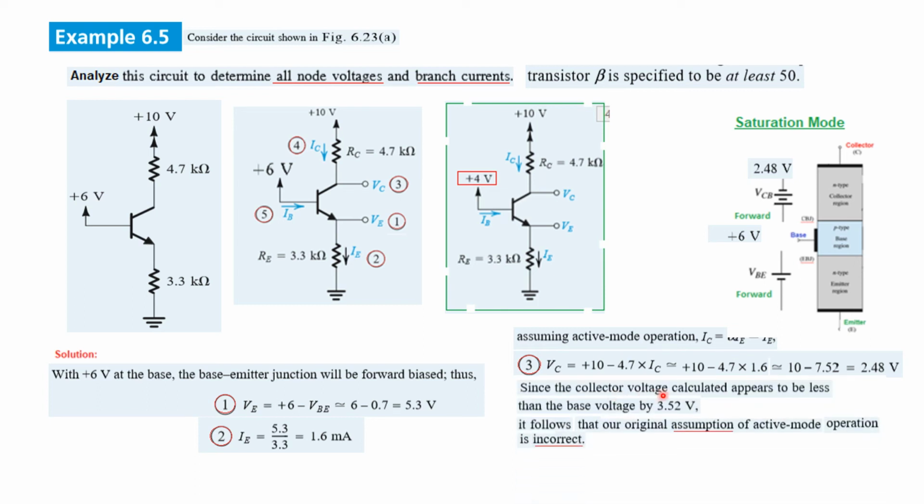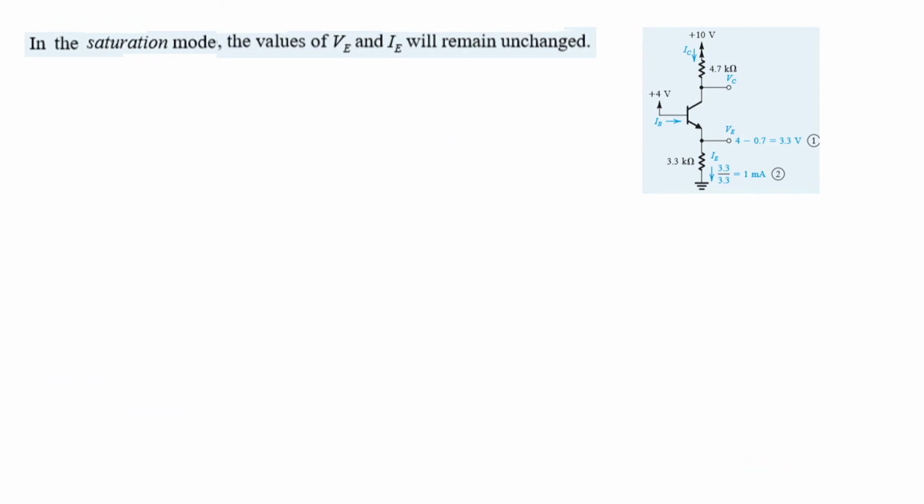Since the collector voltage calculated appears to be less than the base voltage by 3.5 volt, it follows that our original assumption of active mode operation is incorrect. In fact, the transistor is in the saturation mode. Now in the saturation mode, the voltages VE and current IE will remain unchanged. So this will remain unchanged.